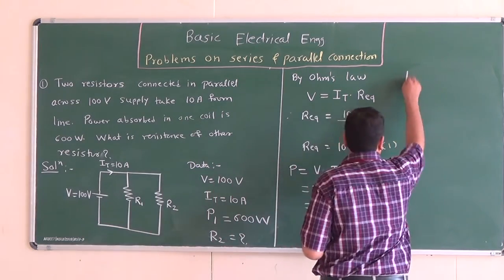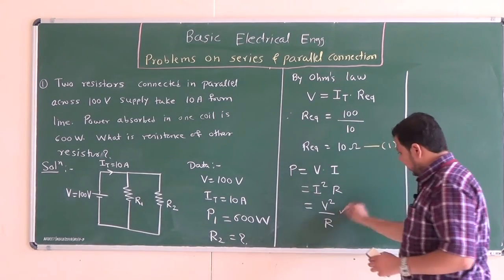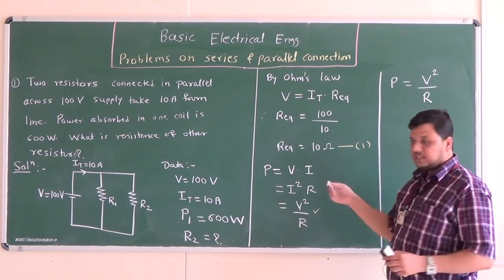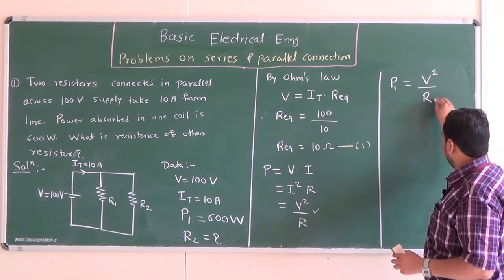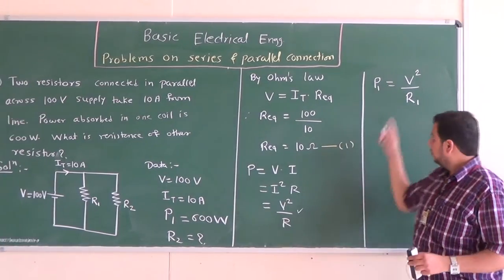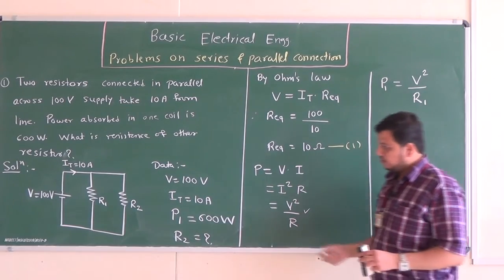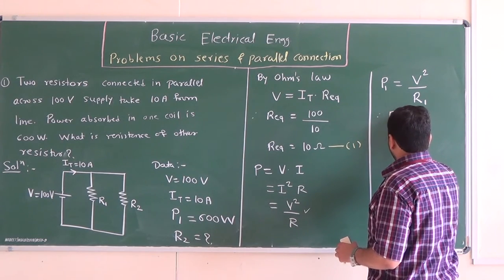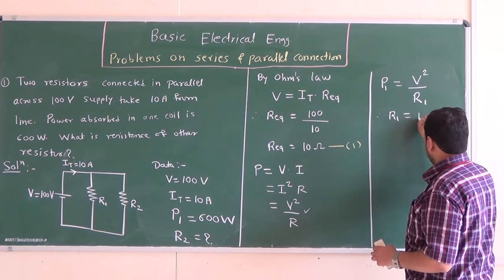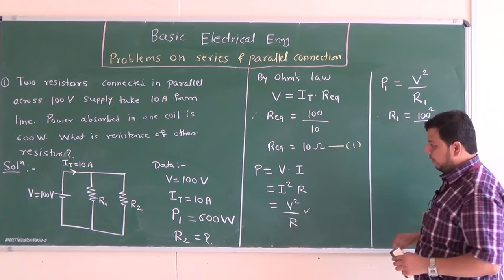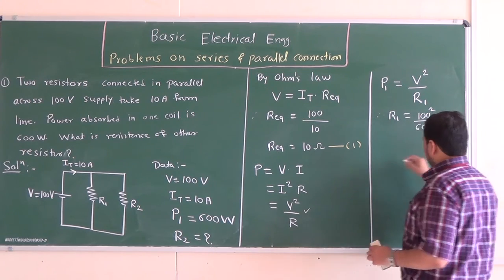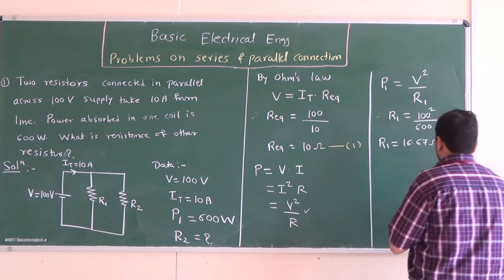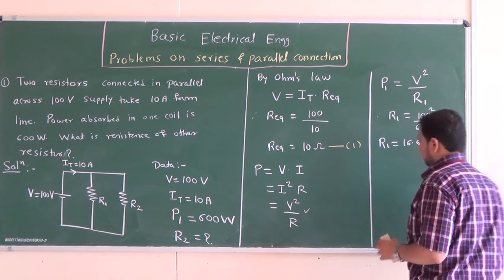Out of these three we can use this formula, P equal to V square by R. The power consumed by the first resistor is mentioned, so P1 will be equal to V square upon R1. We should not write V1 here, there is no necessity, because for parallel, as you know, voltage remains the same. Now we can determine R1. It will be equal to V square, which is 100 squared, divided by P1, that is 600. If you simplify this, you will get 16.67 ohm. Let us call this equation number 2.